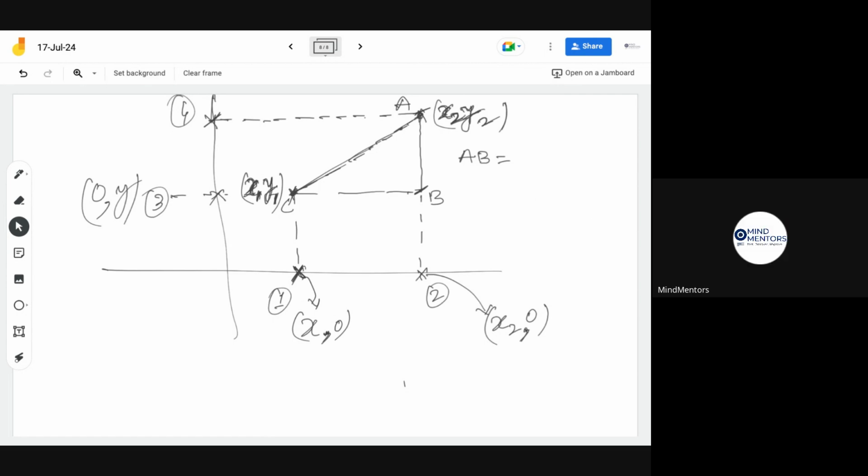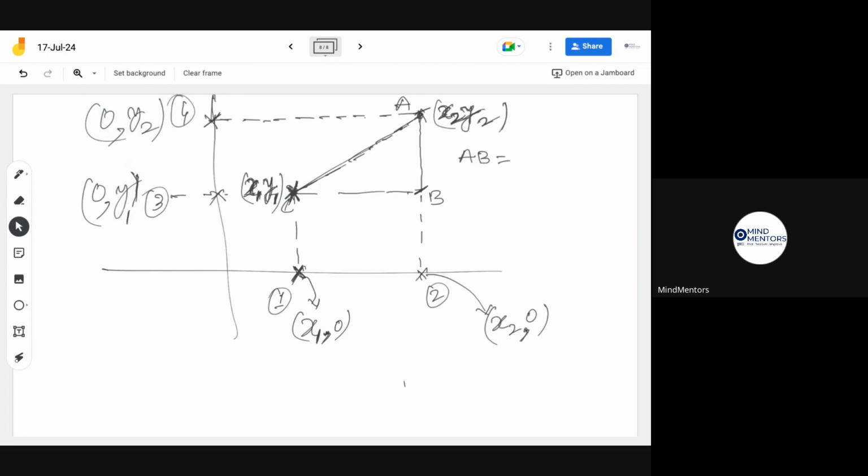See, if the coordinate of C is x1, y1, then this one has to be x1, 0, and this one has to be 0, y1. So point number 3 has to be 0, y1. So what should be the point number 4? 0, y2. And what is point number 2? x2, 0. Oh, I see.